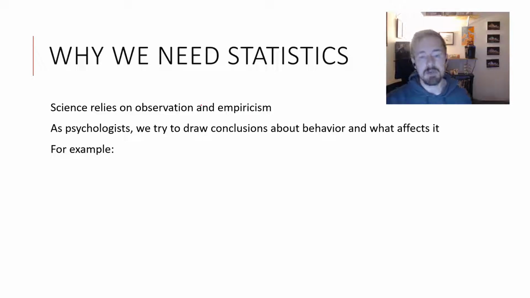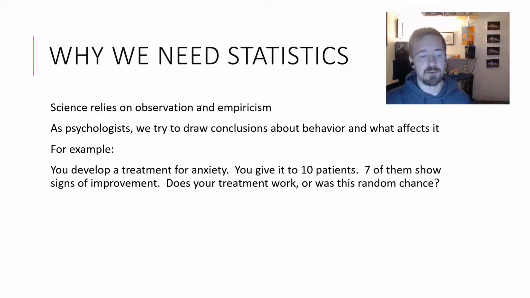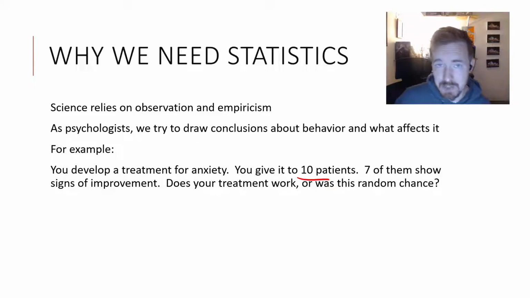So we would be interested in learning about how behavior affects individuals and groups, and we need to know that, so that's why we need stats to do that. For example, let's say that we develop a treatment for anxiety. We're going to give that to 10 patients. If we find that 7 of them seem to show signs of improvement, does that mean our treatment works, or does that mean it is random chance?